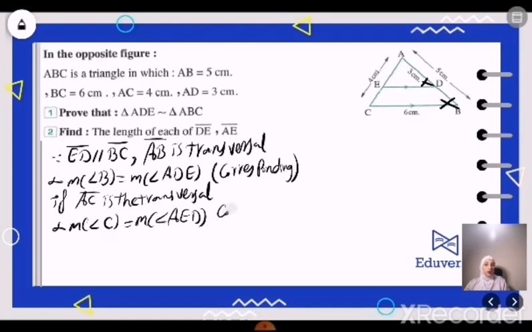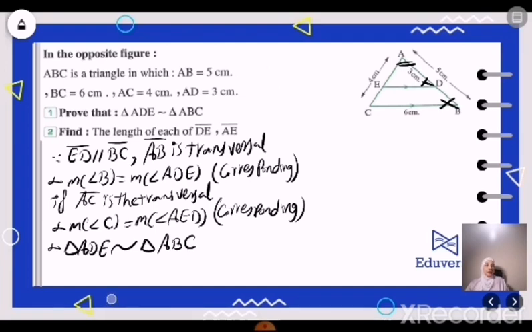They are also corresponding. Also, we can say one more angle, which is angle A here, the common angle, but you can prove it with only two angles equal to their corresponding. That's enough. If you wanted to put the third angle, it's okay, it's up to you. Now I will say that triangle ADE here is similar to triangle ABC, and that's the first part. So we proved that the two triangles are similar.